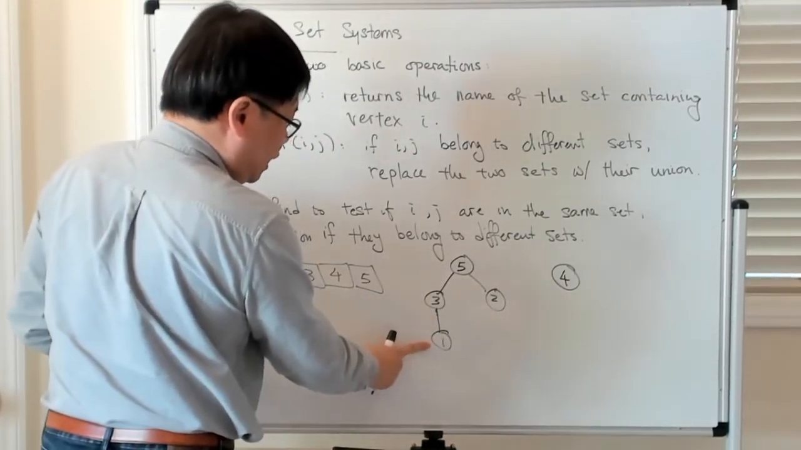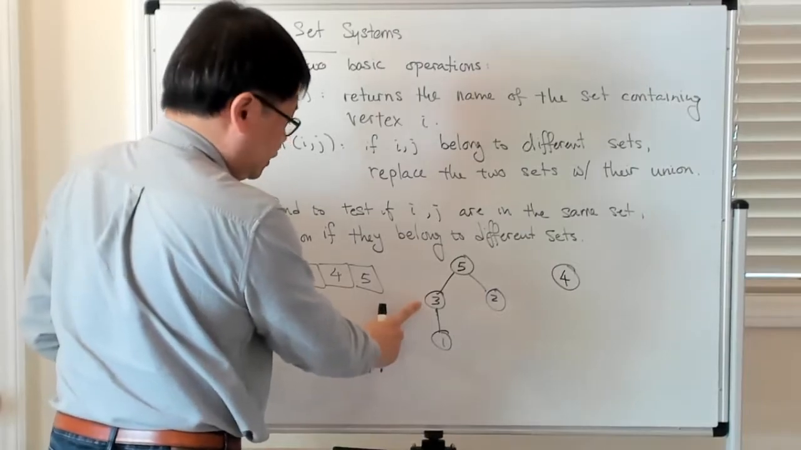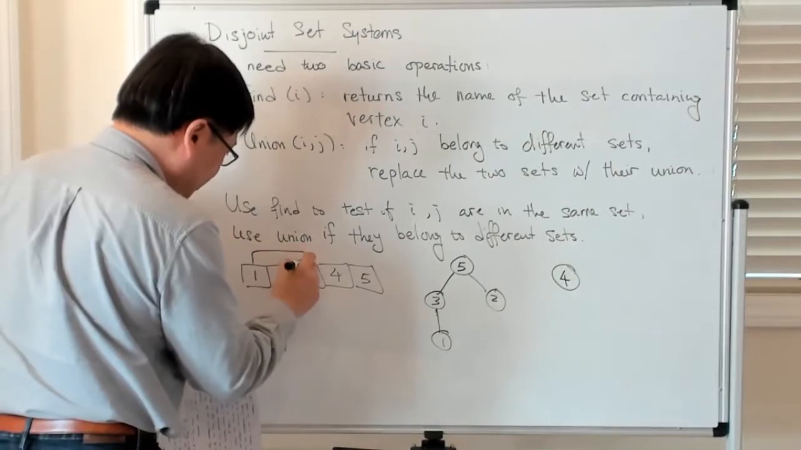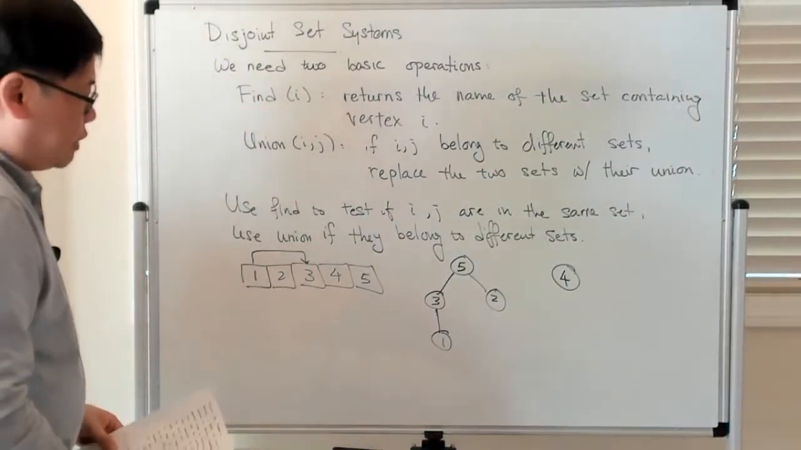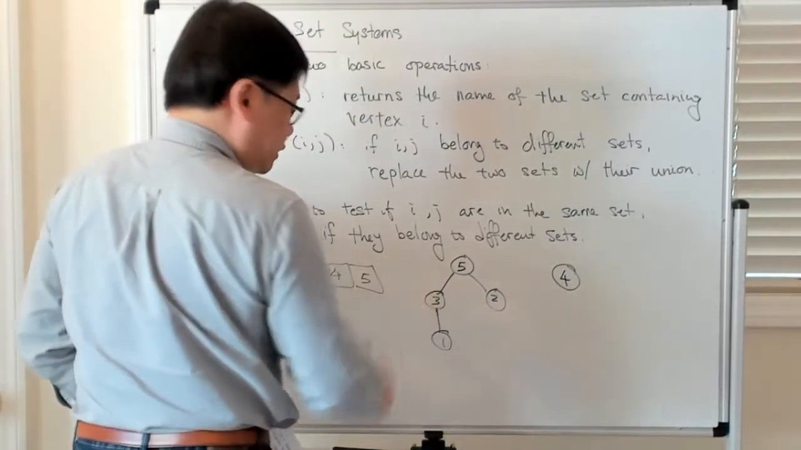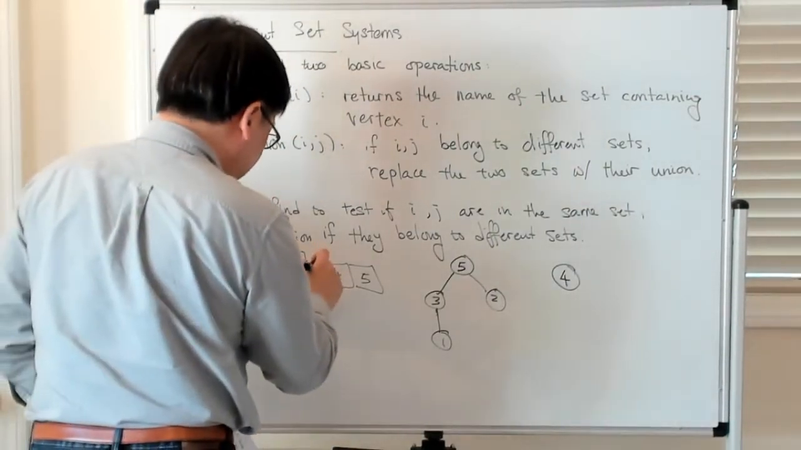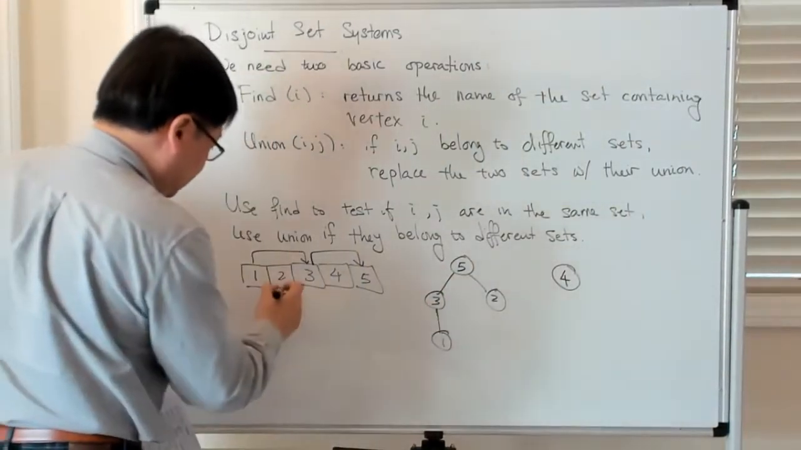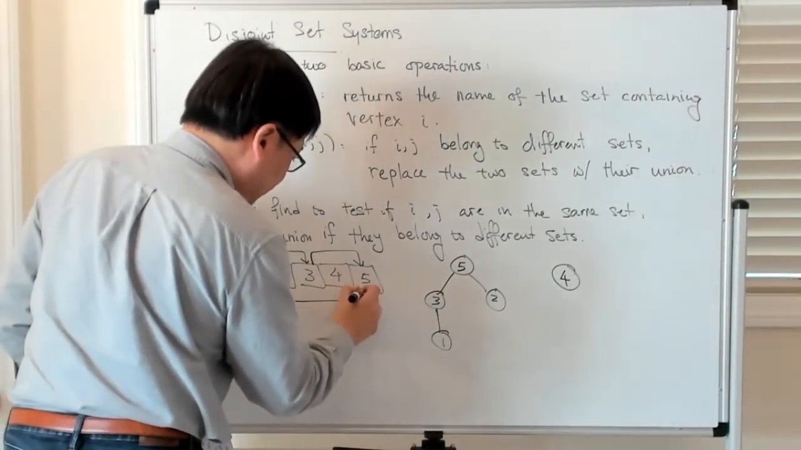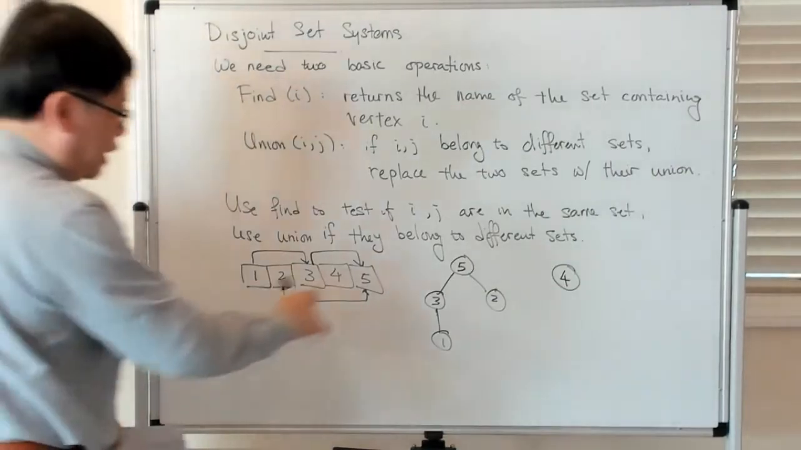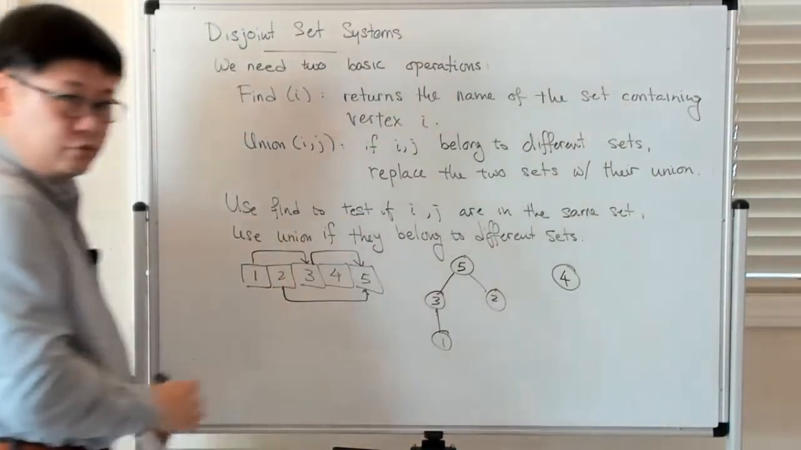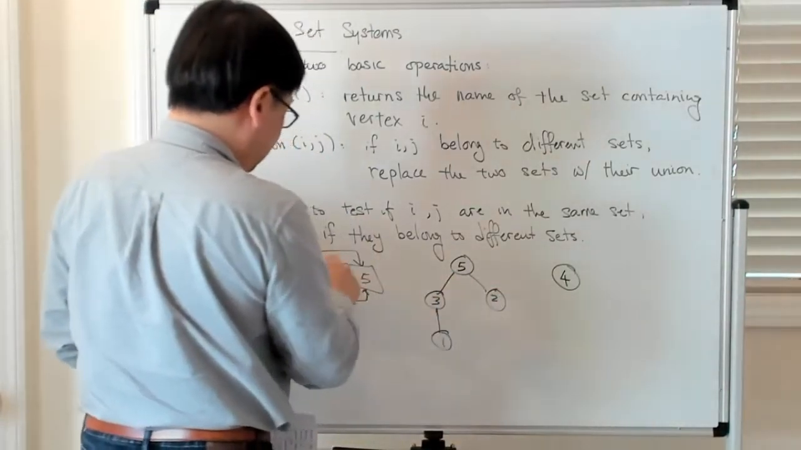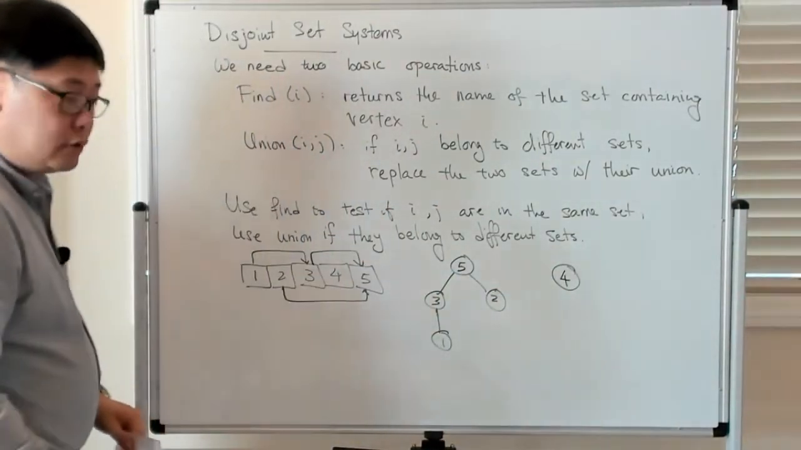So 1 has a parent, which is 3. So 1 points to 3. So I imagine having a pointer which goes to 3, right? And then 3 has a parent, which is 5. So there's a pointer from 3 to 5, right? 2 has a parent, which is 5. There's a pointer from 2 to 5. Okay? And then 5 doesn't have a parent. It's the root of the tree. Okay? And then 4 doesn't have a pointer going out. It's the root of its own tree.